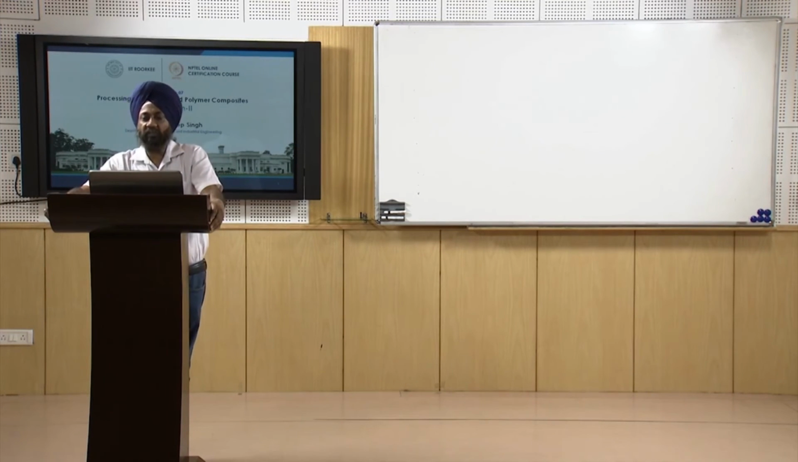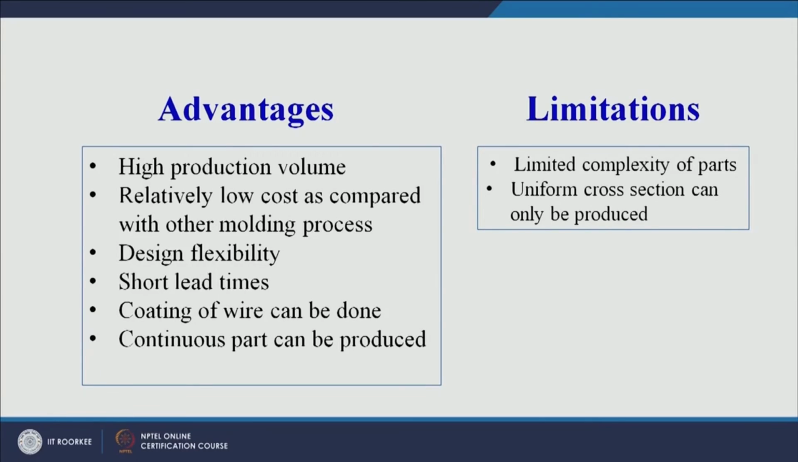Now what are the advantages and limitations? This is our second session on extrusion, so you may have been able to appreciate that it is a continuous process, a large volume process, and relatively low cost compared to other molding processes. There is design flexibility: you can change the design of the die and get a different product from the same machine. The lead times are short, coating on the wire can be done, and continuous parts can also be produced.